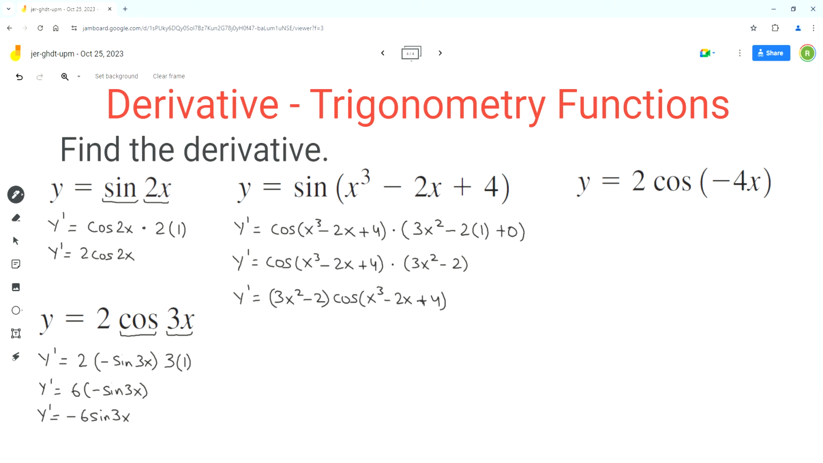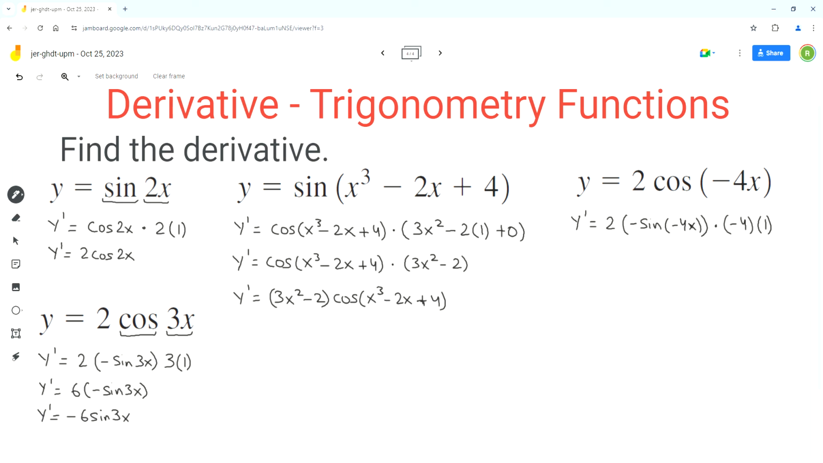Now we can analyze the fourth function, y equals cosine of negative 4x. So 2 is the coefficient of the term, so it will stay as it is. Now the derivative of the outer function, the cosine function, is negative sine times the derivative of the inner function, which is this polynomial function negative 4x. Now negative 4 is the coefficient of the term, so it will stay as it is. And the derivative of x is 1.